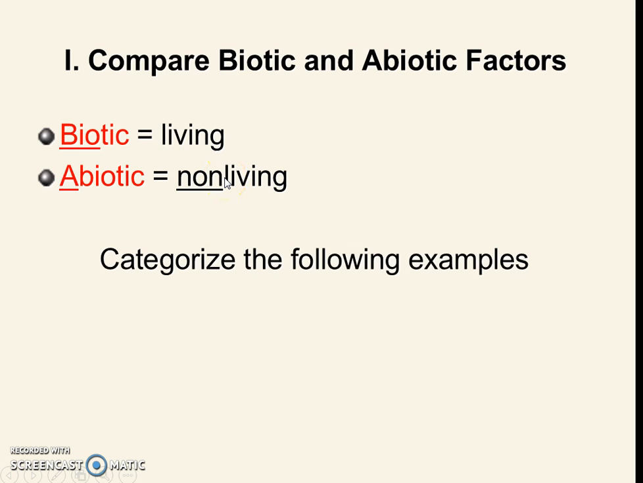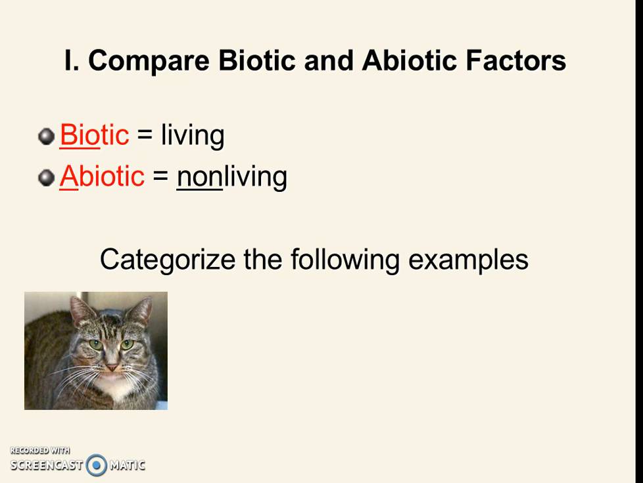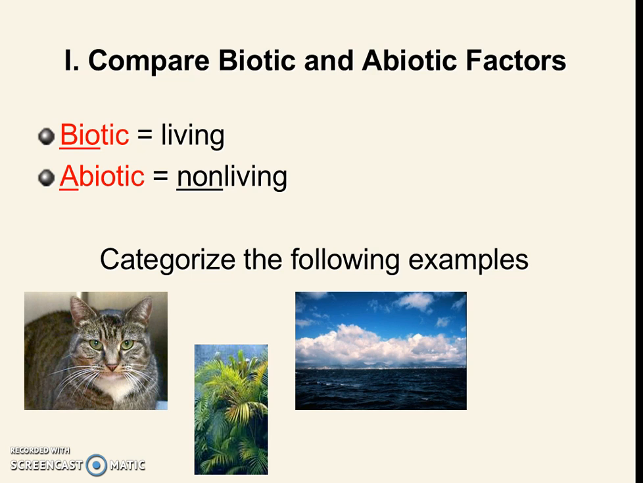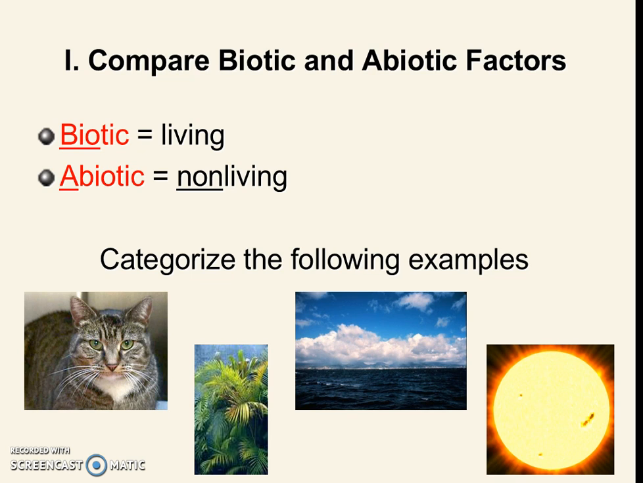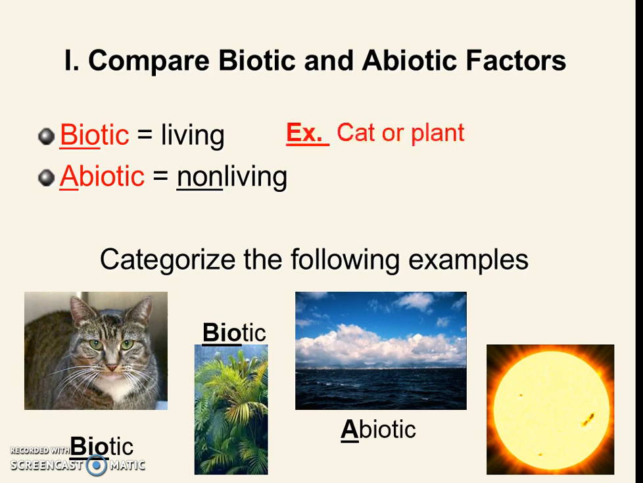So now let's practice these two words and try to categorize and get examples for our guided notes. So we have a cat, we have plants, we have wind and waves, and we have sunlight. Which of these things are biotic and which of these things are abiotic? What do you think? So a cat is biotic, plants are biotic, wind is abiotic, and sunlight is abiotic.